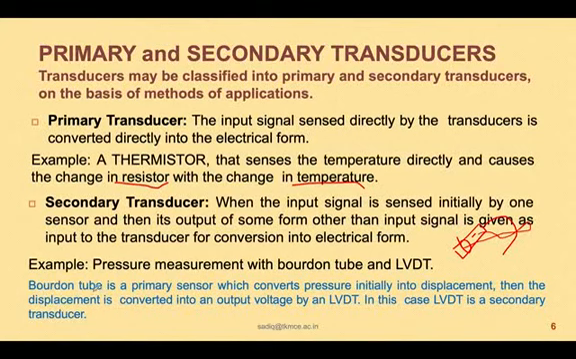So, the Bourdon tube is a primary sensor which converts pressure initially to displacement, then the displacement is converted to an output voltage by an LVDT. In this case, LVDT is a secondary transducer.